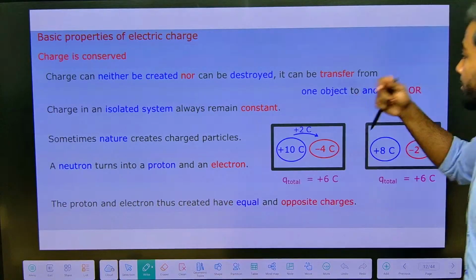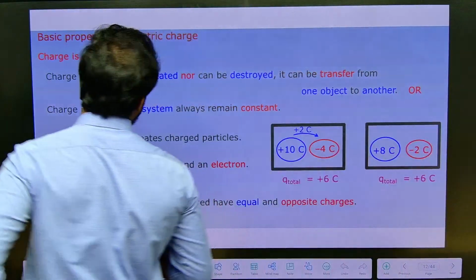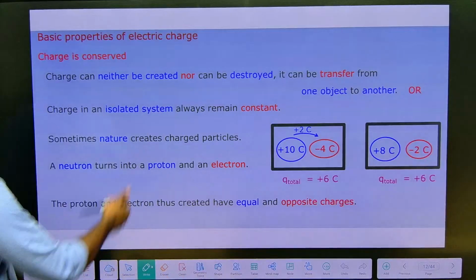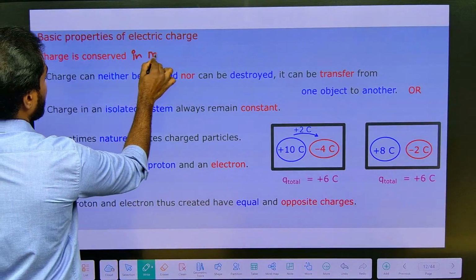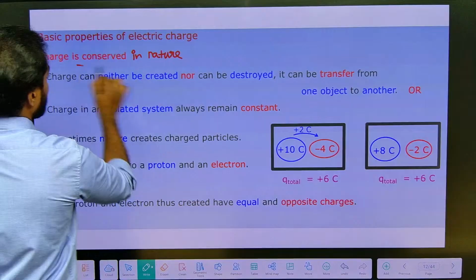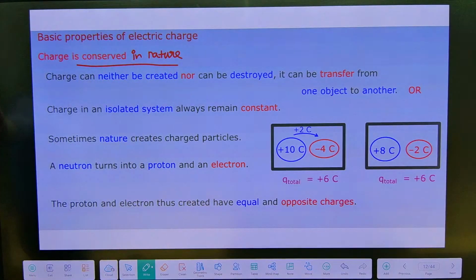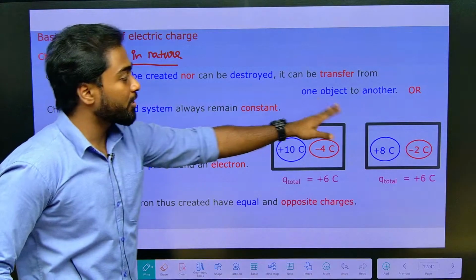Yeah. So next important property is charge is conserved in nature. This is one of the important properties. Charge can neither be created nor be destroyed. It can be transferred from one object to the other object.